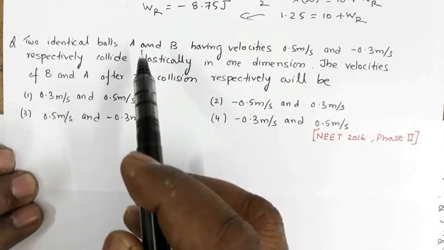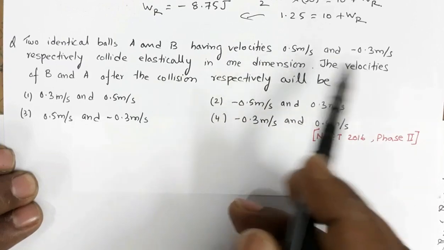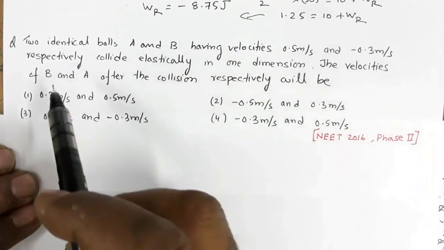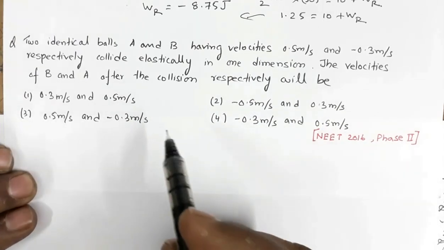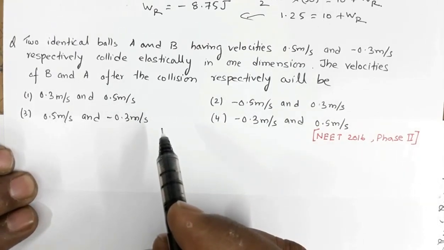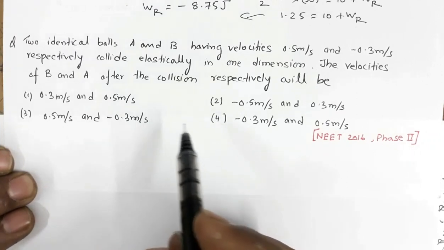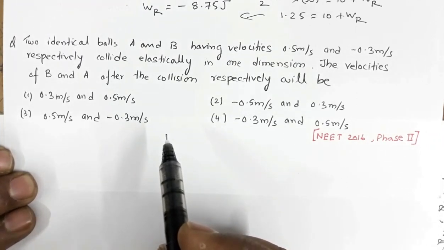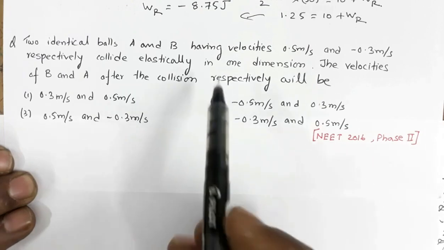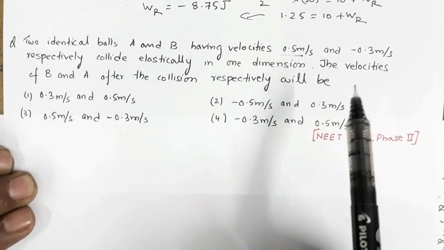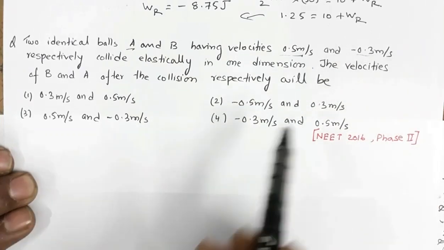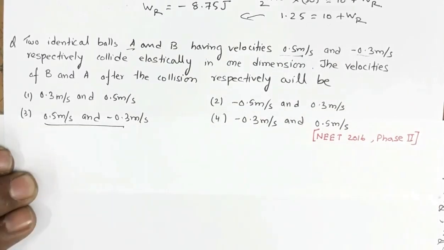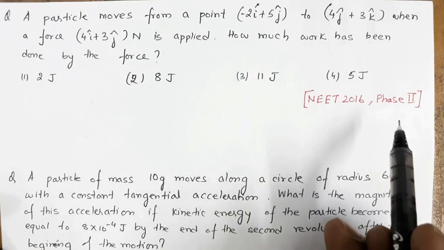The velocities of B and A. Okay. In the question they have given the velocity of A and B. This is A and this is B. And they have asked the velocities of B and A after collision respectively. Okay. Now the thing is, see, if the balls are identical and they are undergoing collisions in one dimension, they will interchange their velocities. So B will acquire a velocity of 0.5 meter per second and A will acquire a velocity of minus 0.3 meter per second. So of the given options, option 3 is the correct answer. This is a direct question.